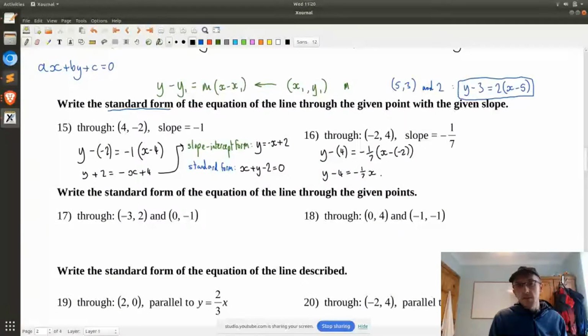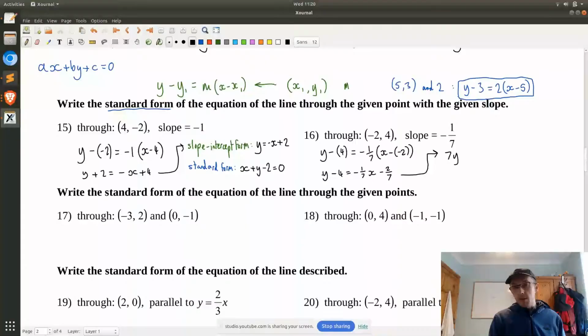-1/7 times 2 is -2/7. Just there like that. But we want it in standard form. So I'm going to get rid of the fraction. I'm going to times everything by 7. I'm going to get rid of that denominator in the fraction because we want them to be integers if we can help it. So times everything by 7 now.